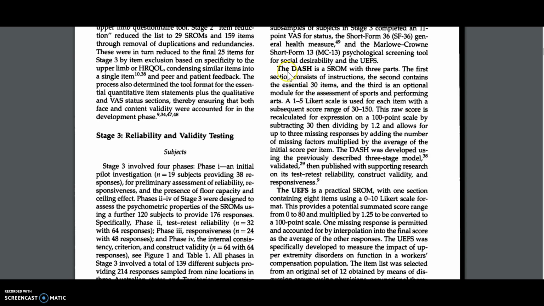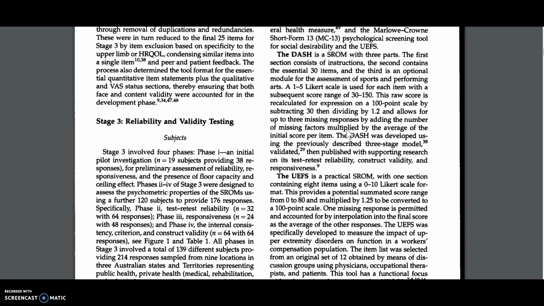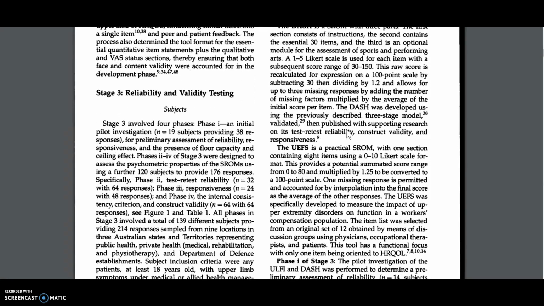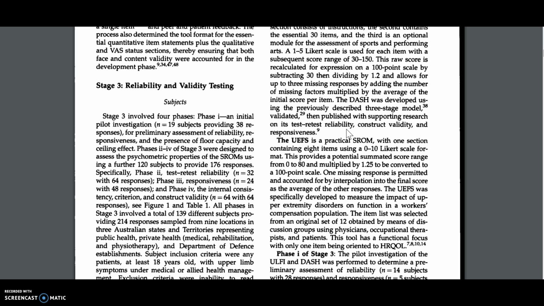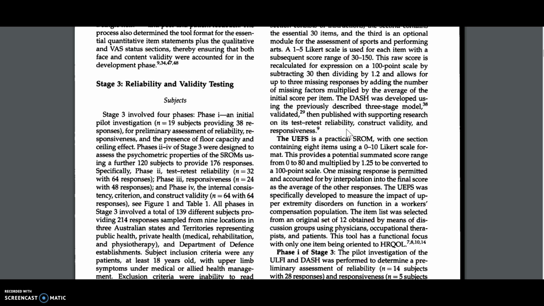So the DASH, just for an example, is a PROM with 3 parts. The first section consists of instructions, the second contains the essential 30 items, and the third is an optional module for the assessment of sports and performing arts. A 1 to 5 Likert scale is used for each item with a subsequent score range of 30 to 150. This raw score is recalculated for expression on a 100-point scale by subtracting 30, then dividing by 1.2, and allows for up to 3 missing responses. Again, responses are the patient's answers to the items on that questionnaire.